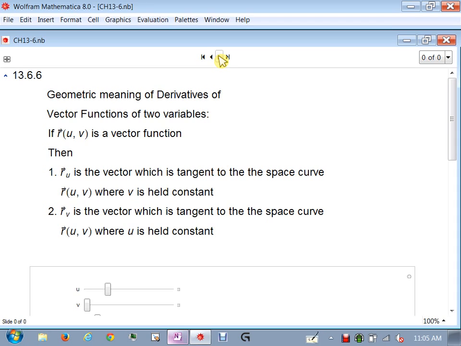Okay, so what we'll do is we'll hold one variable constant. If we hold one variable constant, remember what we got was what was called the grid curve. It was just one curve on the surface. And if we have a single curve on the surface, then we can talk about a tangent vector just like we did before with one variable, right? And then we hold the other one constant and do the same thing.